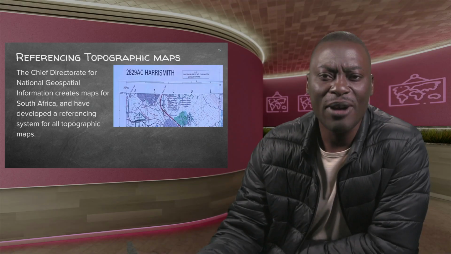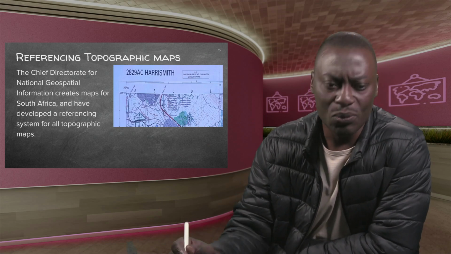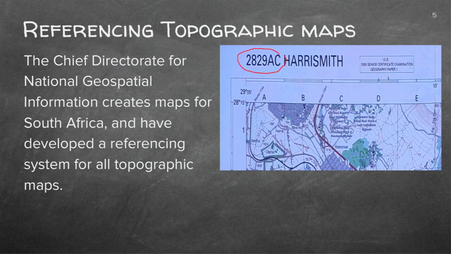Next is the referencing of topographic maps. How are the reference codes determined? How have they been developed? I will go into that now. This is the reference code of every topo map. I said you'll see it at the top left corner. And this has been so wonderfully done by the NGI, the Chief Directorate for National Geospatial Information.